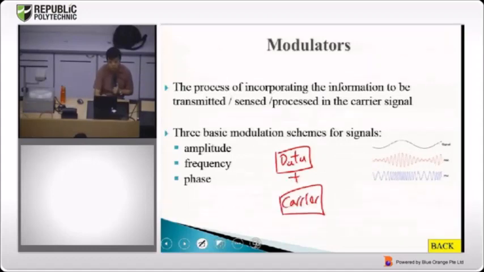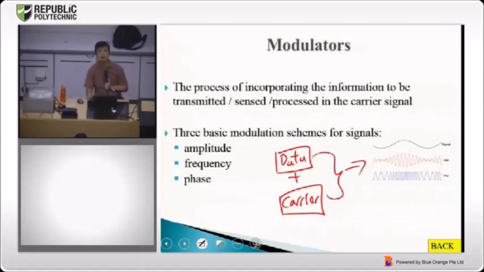Okay, then these two combine together, and it becomes what we call a modulated signal. If you look at my screen, the first one is your original signal. The red and the blue one is your modulated signal.